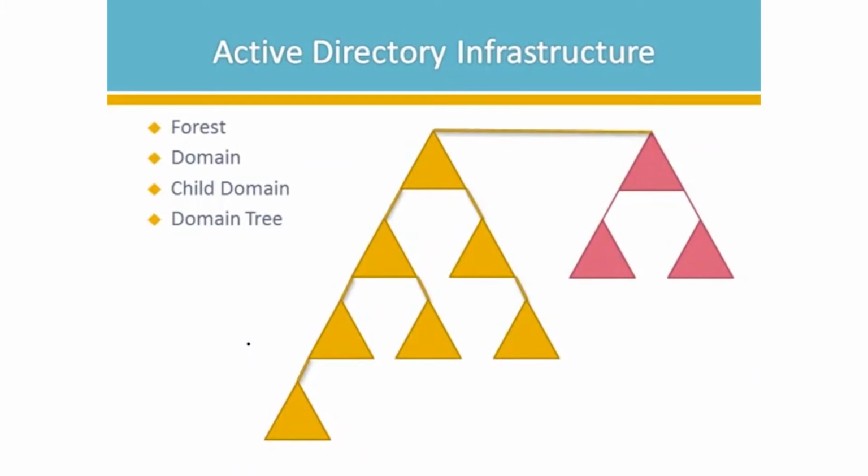So let's put some definitions to some terms. When you're looking at Active Directory infrastructure, we have forest, domains, child domains, and domain trees. Well, the first thing to cover is forest. You can only have one Exchange organization within your forest. Now, a forest is a collection of domains and child domains or domain trees that share a common schema. A schema is really all objects and all object attributes that are available within the network.